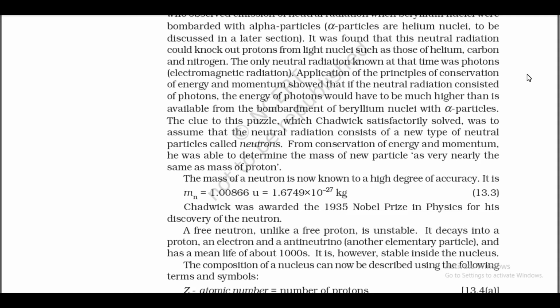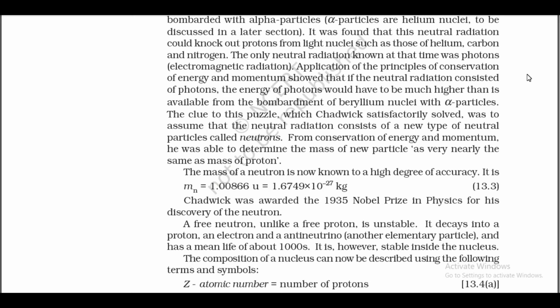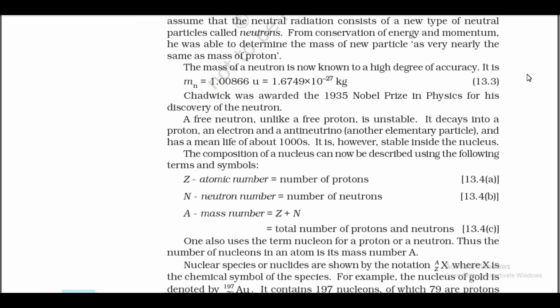The mass of the neutron is now known to a higher degree of accuracy. It is mn = 1.00866 u = 1.6749 × 10^-27 kg. Chadwick was awarded the 1935 Nobel Prize in Physics for his discovery of the neutron. A free neutron, unlike a free proton, is unstable. It decays into a proton, an electron and an antineutrino, another elementary particle, and has a mean life of about 1000 seconds. It is, however, stable inside the nucleus.